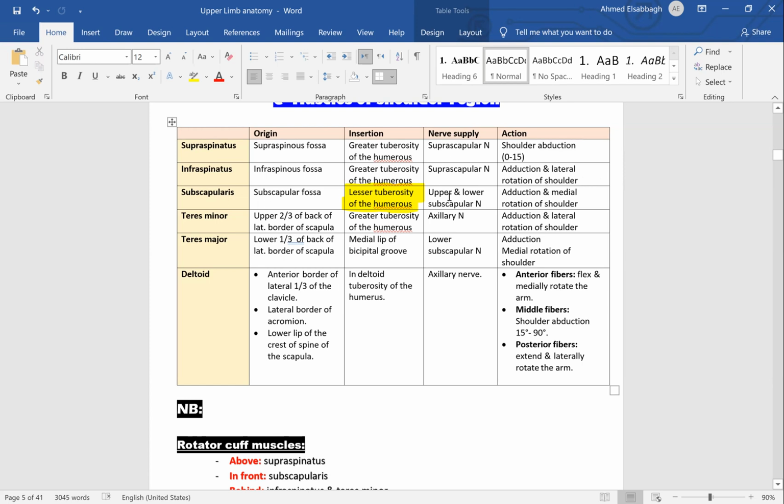Subscapularis, nerve supply is not that important. Just know it, upper and lower subscapular nerve. Action is not important. Now with teres minor and teres major. Teres minor originates from the upper two-thirds of the lateral border of the scapula. Teres major from the lower one-third of lateral border of the scapula. Just know that. Its insertion is into the medial lip of bicipital groove. So now we have cleared this question too.